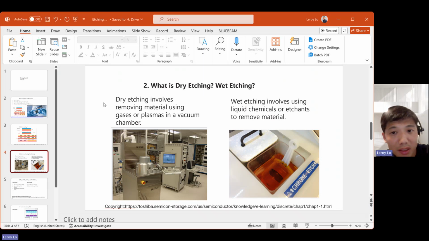On your right, you can see that wet etching is more straightforward. It basically involves using liquid chemicals, or etchant, to remove the materials. You dip into those etchants to remove the materials, maybe for 1 minute or 2 minutes, depending on the recipe. On this slide we only talk about two of the many examples. We'll talk about dry and wet etching in more depth in the next lectures.